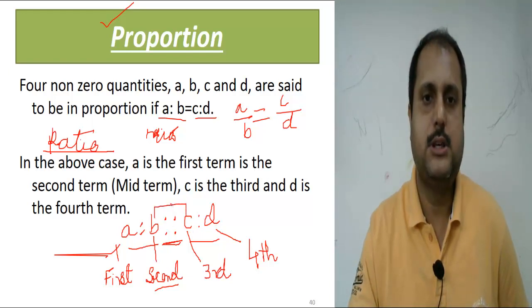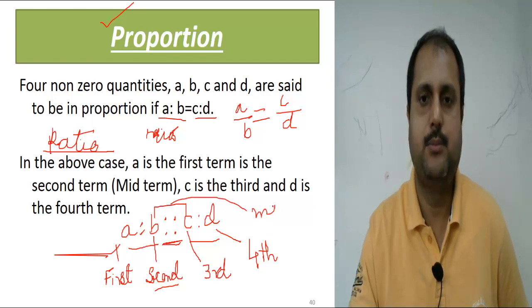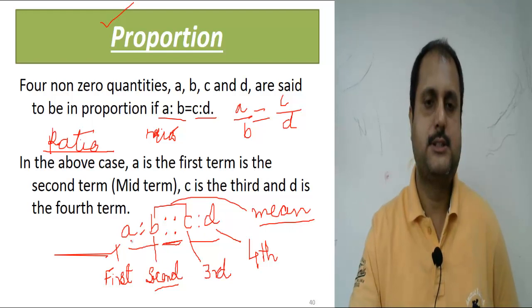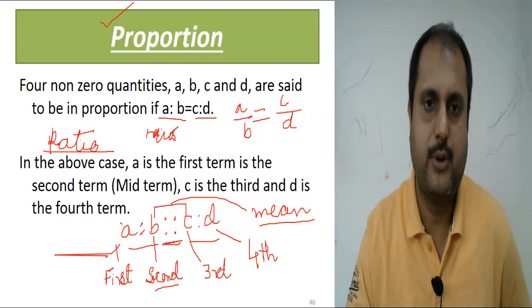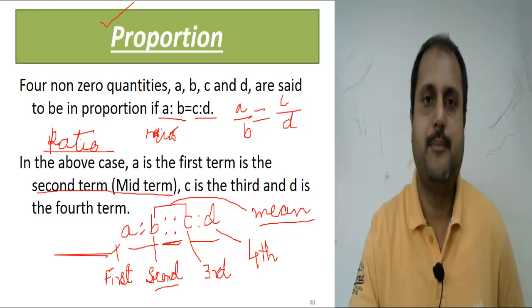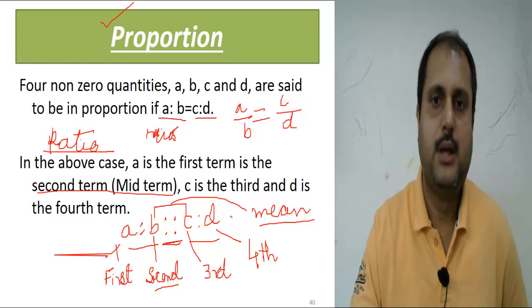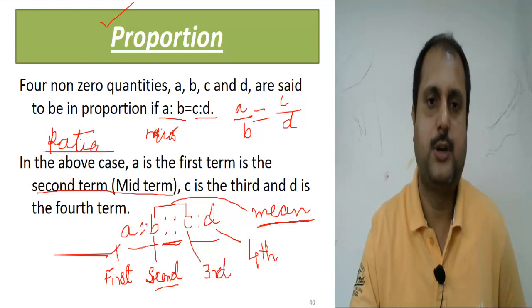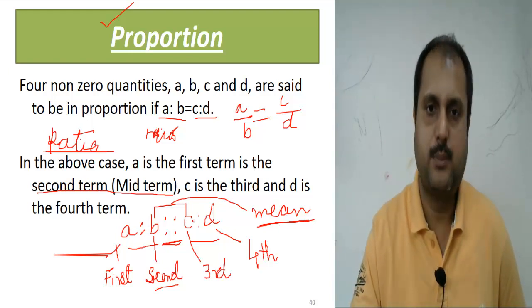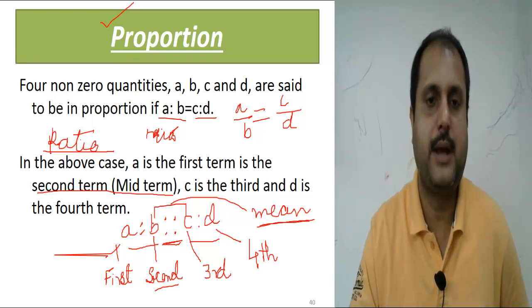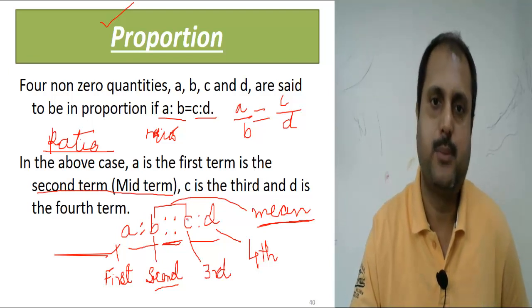Now B and C are called the mean proportion. I hope it is clear. You have to always remember this. The second term and third term are the mid terms, and in full form they are called the mean proportion. A is the first proportion, B the second proportion, C the third proportion, and D the fourth proportion. But at the same time B and C are called the mean proportion.